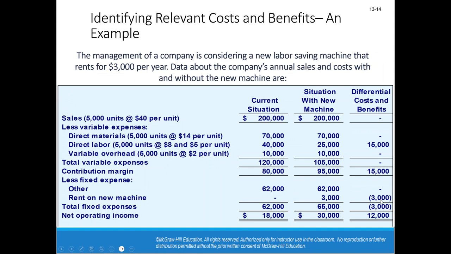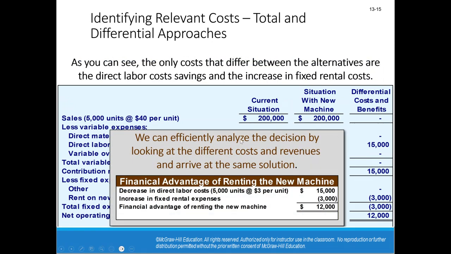We would see an increase in rent of $3,000. So the differential is that our operating income would go up $12,000 just by looking at the incremental cost. And so we can effectively analyze the decision by looking at the different costs and revenues and arrive at the same solution. So in other words, we would benefit from a $15,000 reduction in labor costs. That would be offset a little by the rent of the machine, but we're 12 grand to the good.